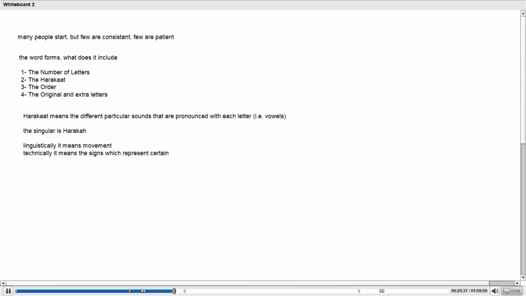Technically, it means the signs which represent certain movements of the mouth. Certain movements of the mouth, okay? The signs which represent certain movements of the mouth, okay? Let's take those signs, inshallah.